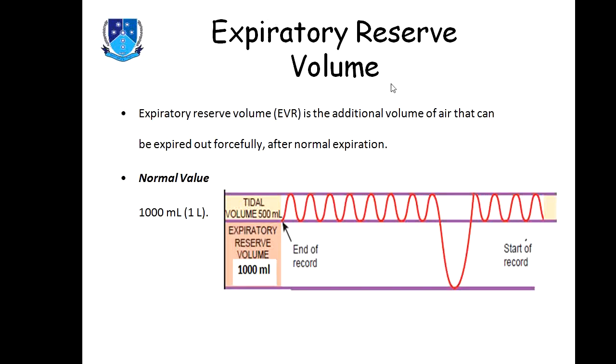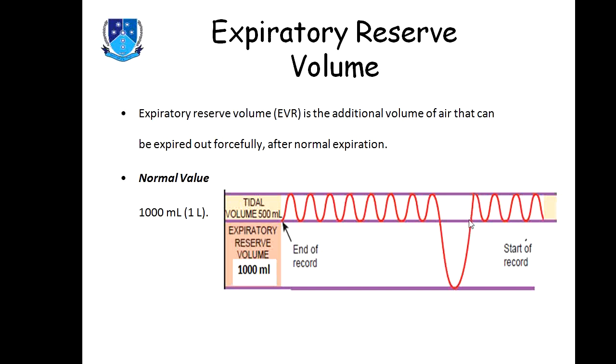Now the expiratory reserve volume. Expiratory reserve volume is the additional volume of air that can be expired out forcefully after the normal expiration. Now in this graph we can see this is inhalation, this is exhalation, this is inhalation, this is exhalation. This is exhaled tidal volume, this is exhaled tidal volume. So from this point to this point it shows the expiratory reserve volume.